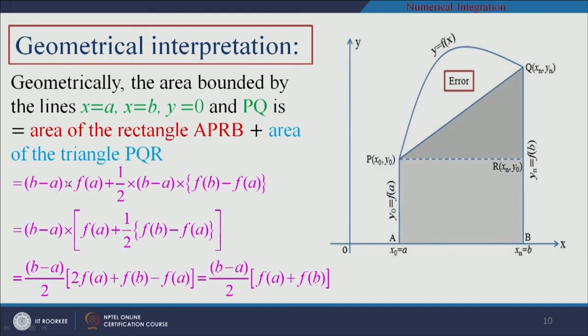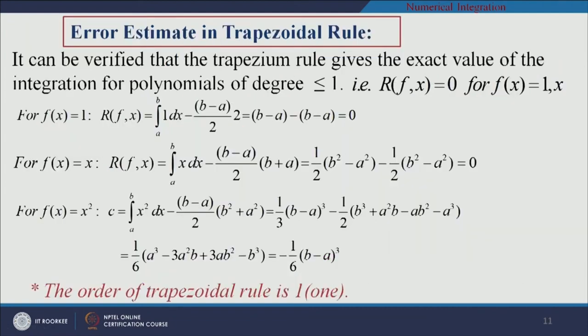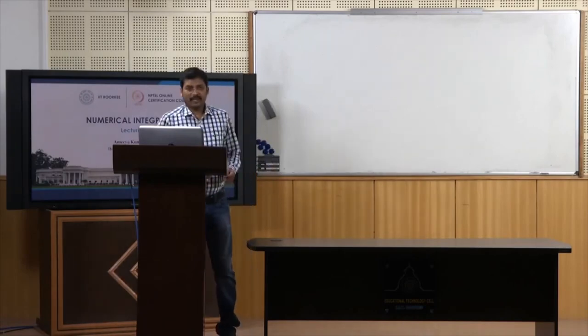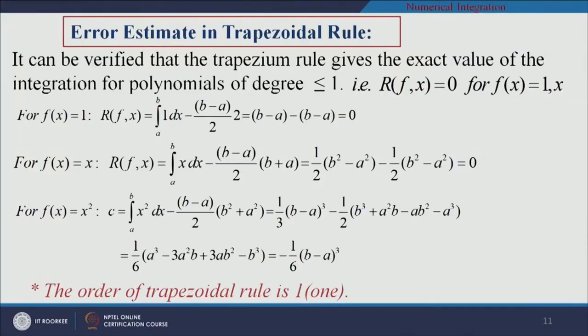The rectangle has width b − a and height f(a), so its area is (b − a) f(a). The triangular area is half times the base (b − a) times the height, (f(b) − f(a)), that is, (1/2)(b − a)(f(b) − f(a)). Finally, we get ((b − a)/2)(f(a) + f(b)). Now for the error estimation of this trapezoidal rule, we can verify that the error R_f(f) is 0 for f(x) = 1 and x.